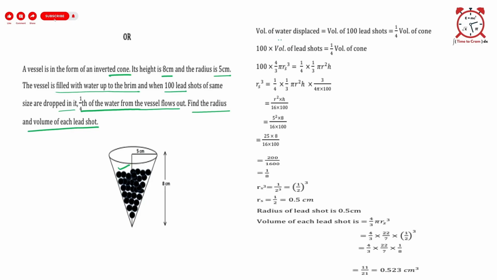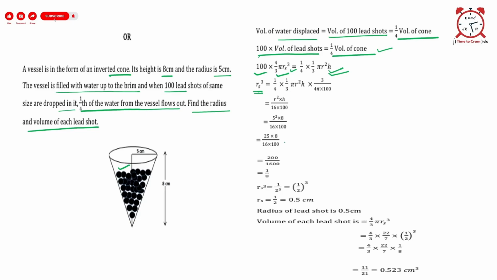So volume of water displaced equals volume of 100 lead shots, because we are dropping 100 lead shots in the vessel. So 1/4 volume of the cone flows out, meaning 1/4 of the water flows out. So 100 multiplied by the volume of a lead shot equals 1/4 of the volume of the cone. This is very clear. So now here 100, and this is the volume formula for the lead shot, and here the volume formula for the cone. The lead shot is in the form of a sphere, so this is the sphere formula, and this is the cone formula. So after keeping the values, and the radii are different for both, so we have to keep this in our mind properly.